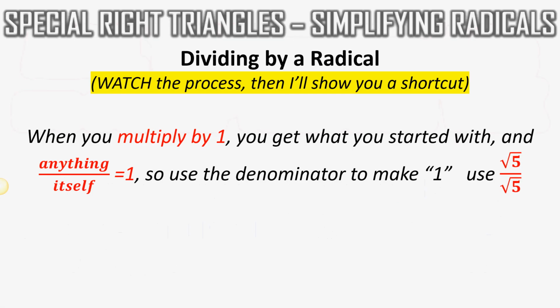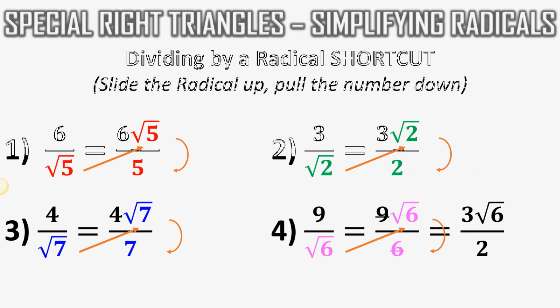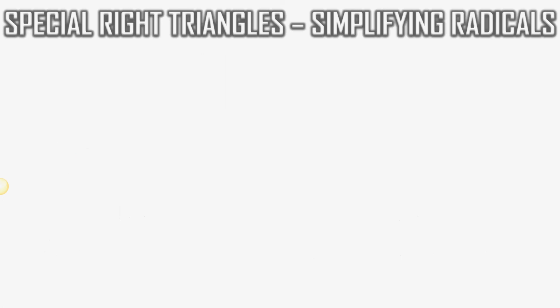Okay, more recap. When you're dividing by a radical, we end up multiplying by the number 1 to get rid of that radical because we can't have it in the denominator. So we went through examples of this last week. Sorry, going a little too fast. Here was a shortcut to understand: slide the radical up, pull the number out. Go back, watch the video.